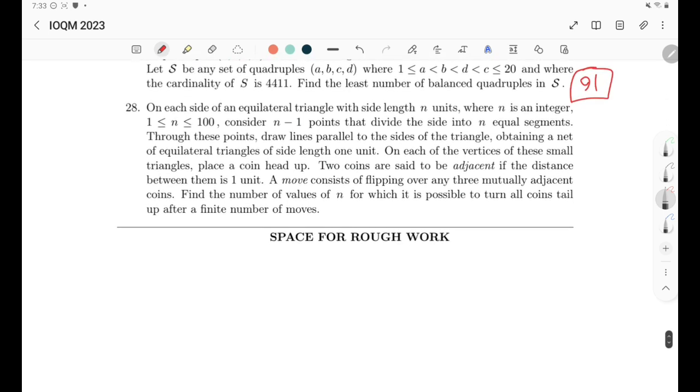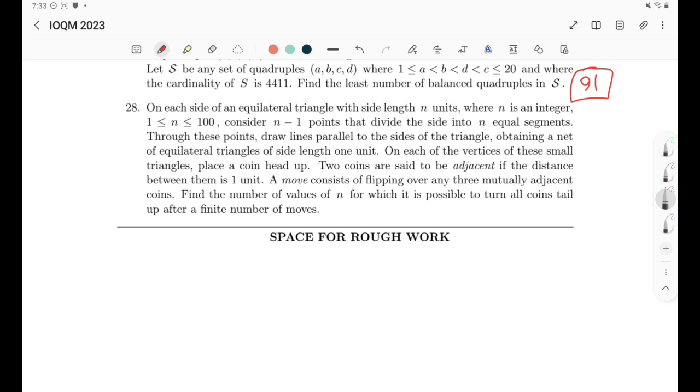Okay, that's it. Next, on each side of an equilateral triangle with side length n units, n an integer, we're going to consider n minus 1 points. Okay, that seems similar to the previous question, which was 6 and 6. Now we're going to draw a grid here, a grid of congruent triangles. And on each triangle we're going to have 3 coins, 1 coin on each vertex.